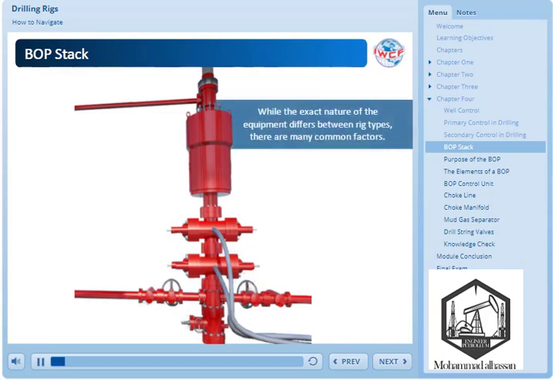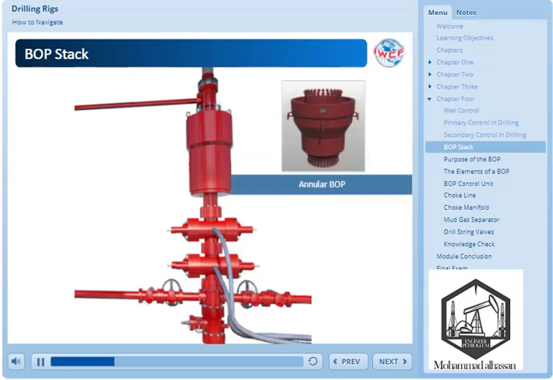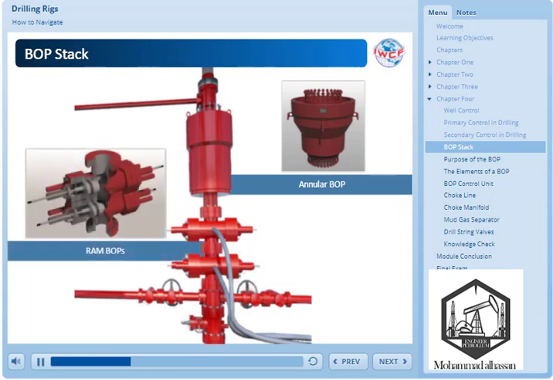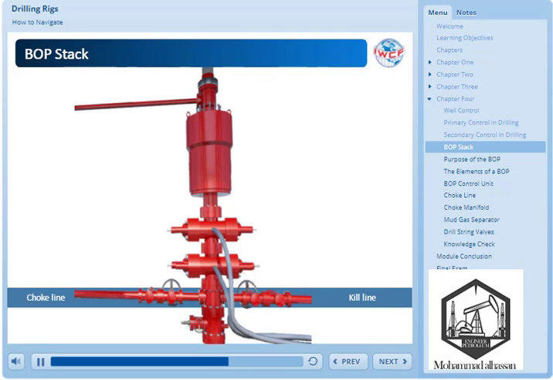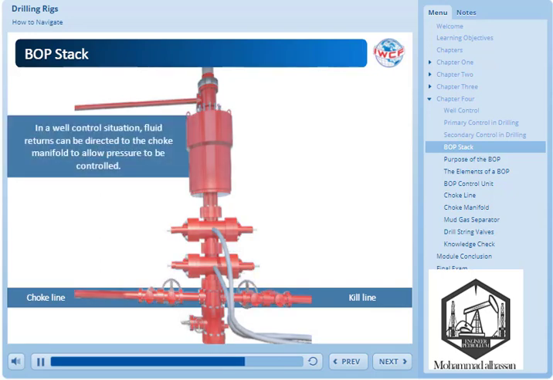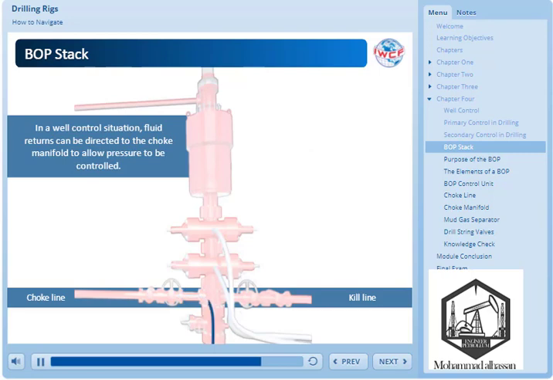While the exact nature of the equipment differs between rig types, there are many common factors. A BOP stack typically consists of an annular preventer and at least 2 or 3 ram-type blowout preventers mounted on the wellhead, which provide secondary well control in the event of a kick. The configuration of the BOP stack will depend on the type of well being drilled and the current regulations. All rigs have choke and kill lines, so that in a well-controlled situation, fluid returns can be directed to the choke manifold to allow pressure to be controlled. We'll look at this in more detail later on.